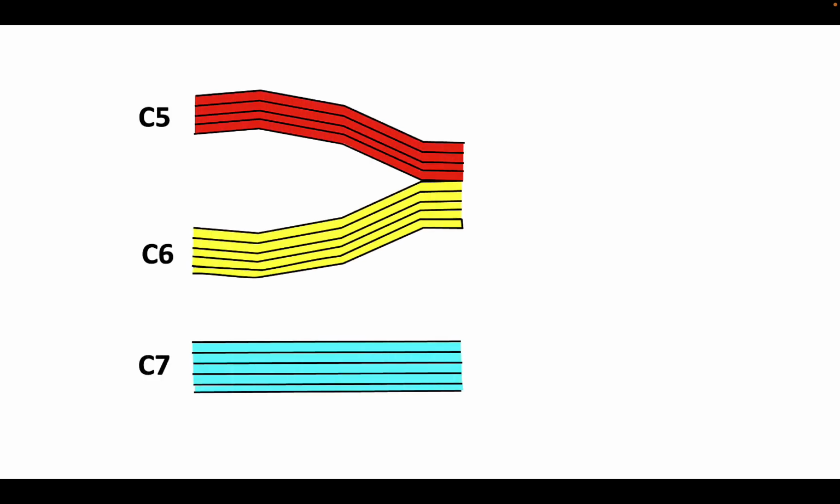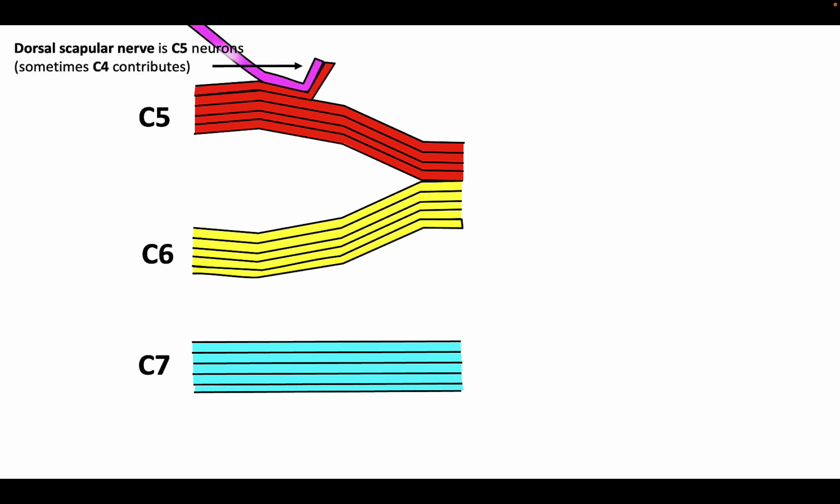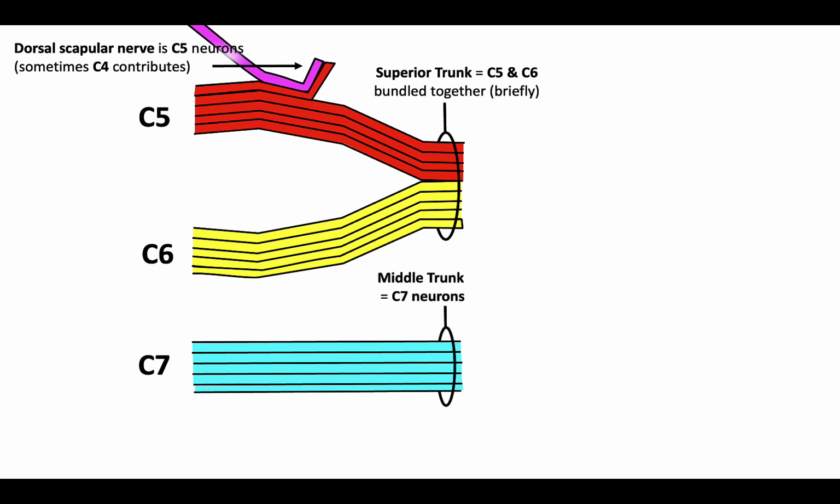When I say made up of or composed of, this is what I actually mean. When we zoom in on C5, C6, and C7, we can see the neurons that create those rami, and now we're going to see how they combine and divide. So C5 is supposed to make up dorsal scapular nerve. It's supposed to just be made of C5 and maybe some C4 neurons. We can see those combined together there. Whereas the superior trunk is made up of C5 and C6. So it's a bundle of C5 and C6 neurons. C7 just continues and becomes the middle trunk. So the middle trunk is really just the ventral rami of C7 continued.